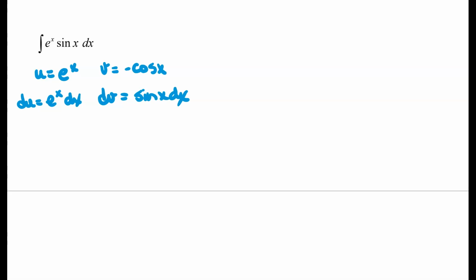So that wasn't so bad. So here we go. My integral is equal to uv, so negative e to the x cosine of x, minus the integral of v du. So plus cosine of x e to the x dx.